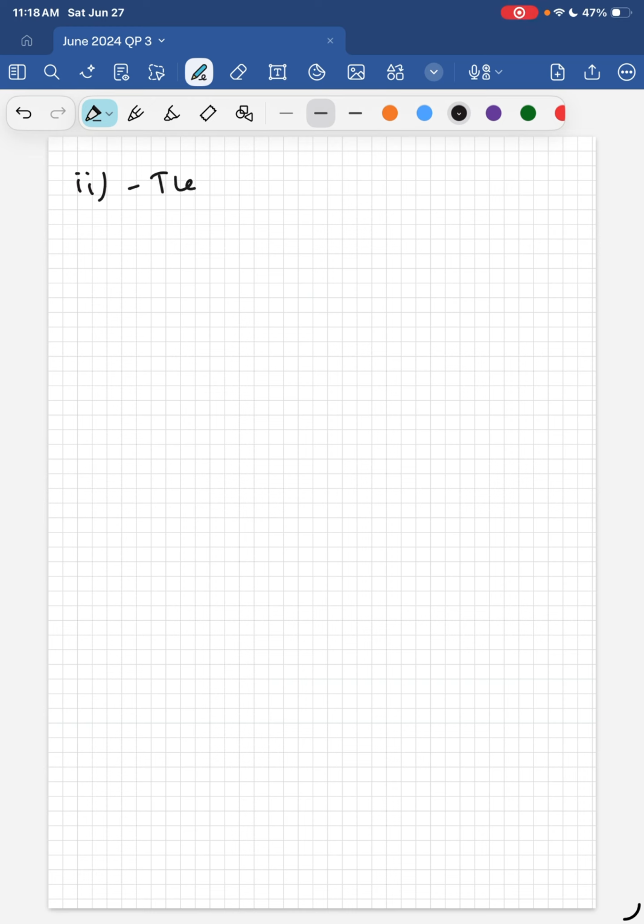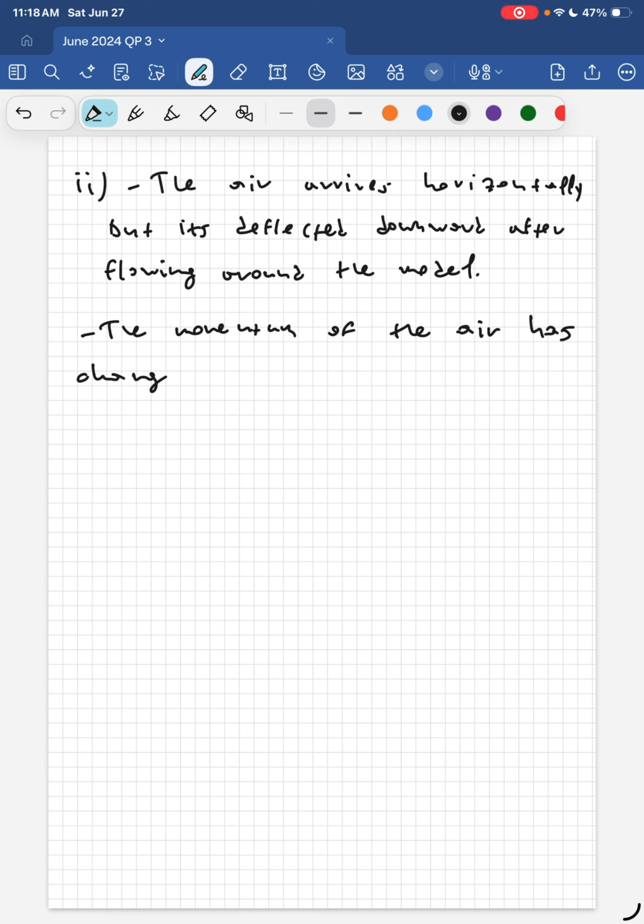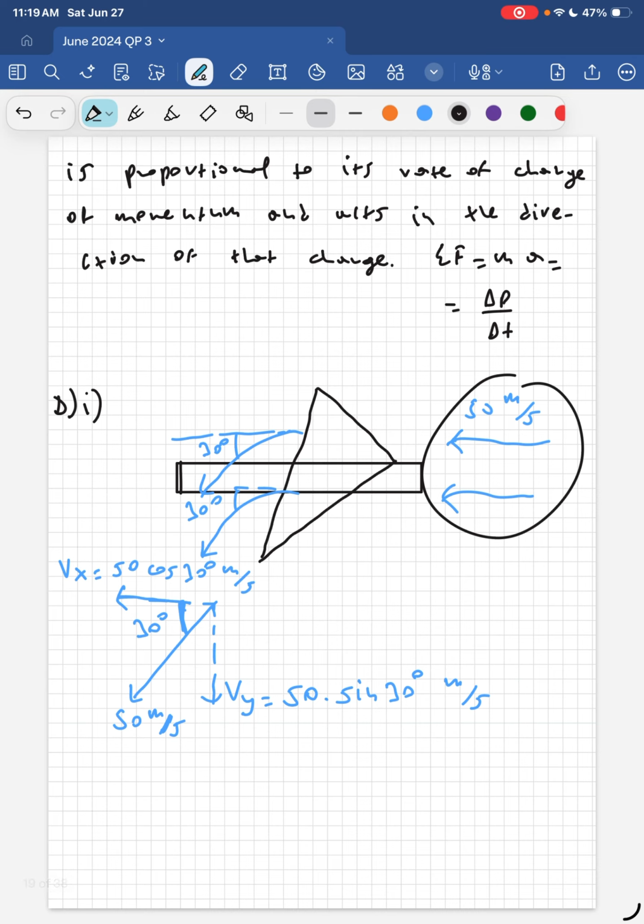So the air, we can write that the air arrives horizontally, but it's deflected downward after flowing around the model. The momentum of the air has changed, as we add a downward component. I hope this is clear. If we come here, you see that initially the momentum is horizontal, but then it bends downwards, so the momentum changes because of the change in direction.